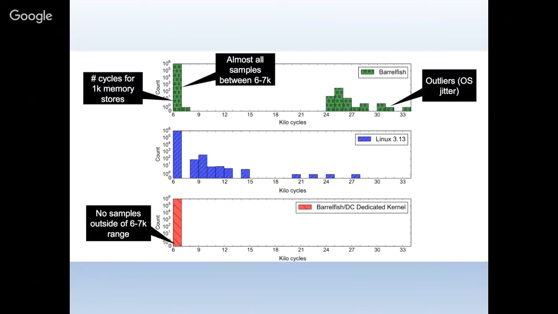This figure shows a histogram of sample cycles where for all systems, most of the values fall into the 6 to 7,000 range, that is 6-7 cycles latency per iteration. With the Barrelfish dedicated kernel, all the samples are in the 6,000 to 7,000 range. In Linux and Barrelfish, we observe significant outliers that fall outside this range. We conclude that Barrelfish enables the online deployment of a dedicated, simple-to-build OS kernel that eliminates OS jitter.